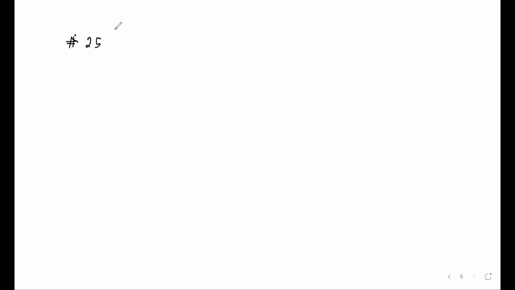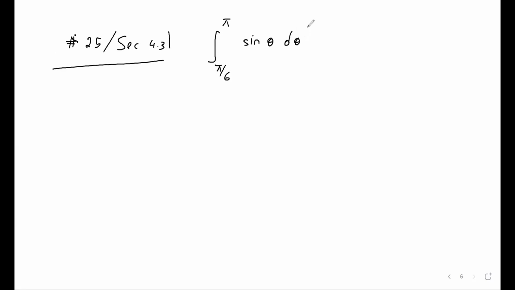So number 25 of section 4.3. And I'll tell you the reason why I'm doing this. It's the integral from pi over 6 to pi of sine theta d theta. Well, we still ended up using theta here, so that's okay. All right, folks. The reason why I'm doing this, again, it boils down to an antiderivative. We know how to handle that. The reason why I'm doing this is to review some values of the trig functions at important values like pi over 6, pi and so on.